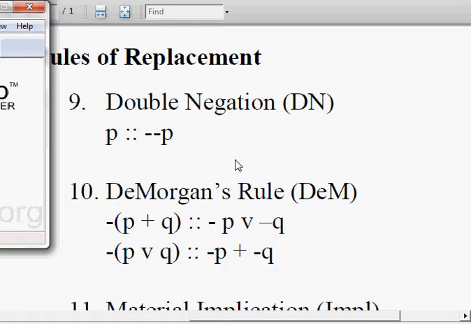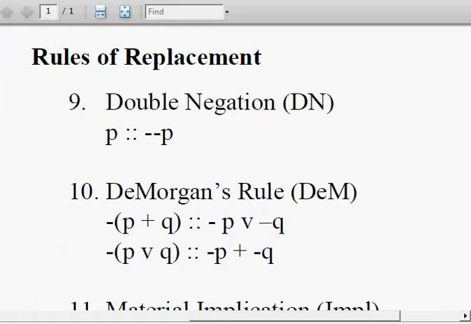Alright, I want to talk now about the rules of replacement. The rules of replacement are an interesting thing in that they're not about rules like the others, which are rules of inference, a process of logic, the idea of how these things infer something else. The rules of replacement really mean that these two statements are logically equivalent.